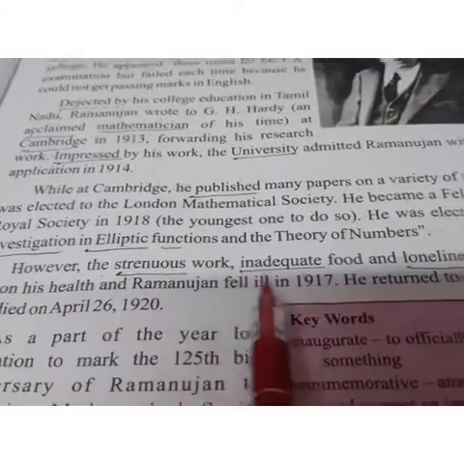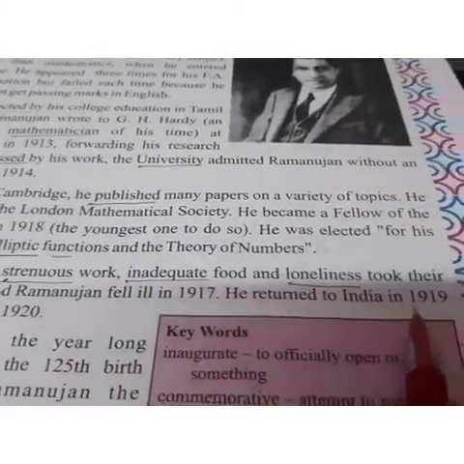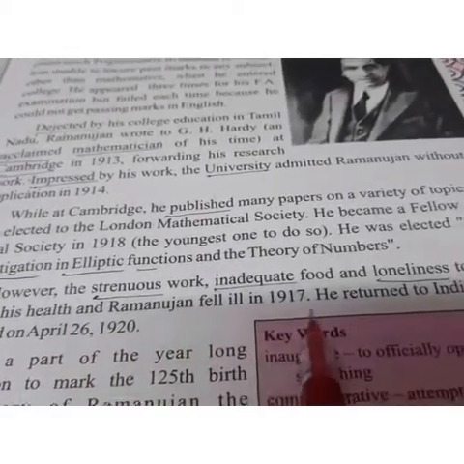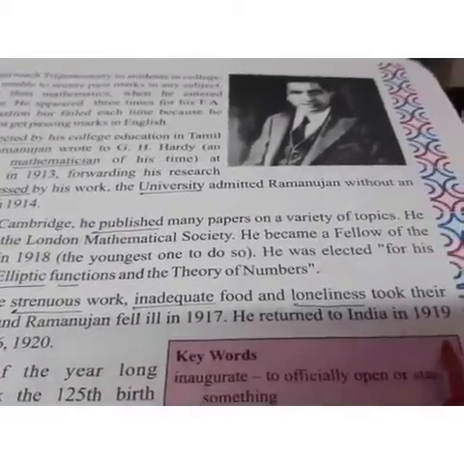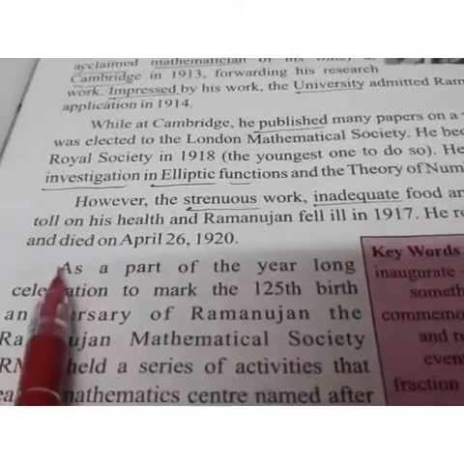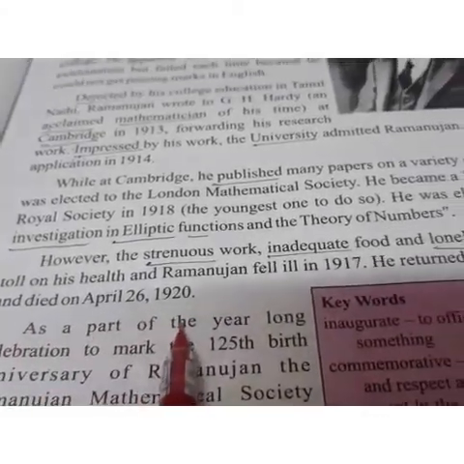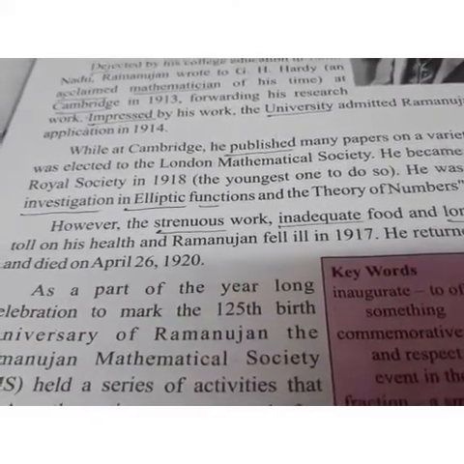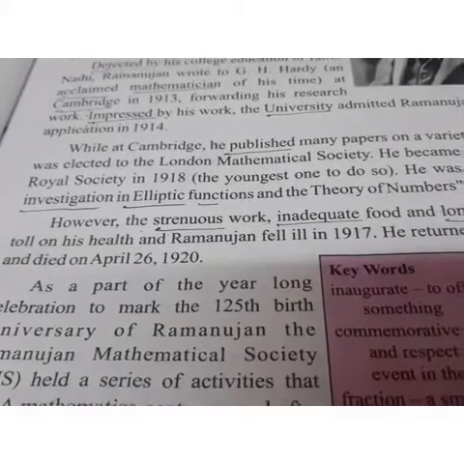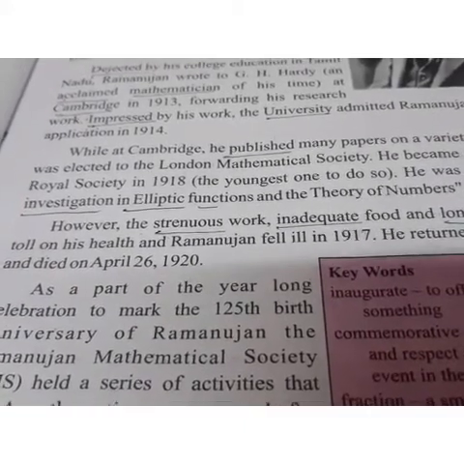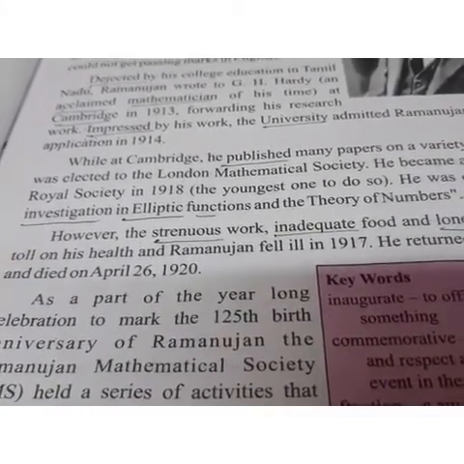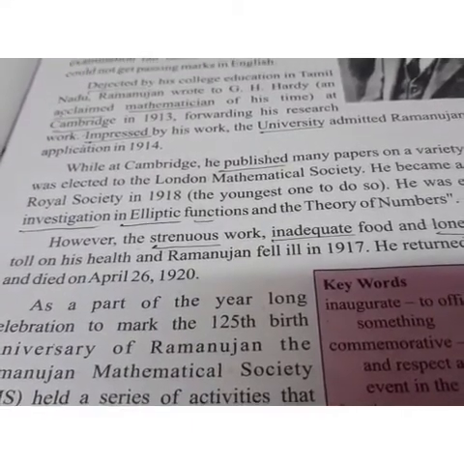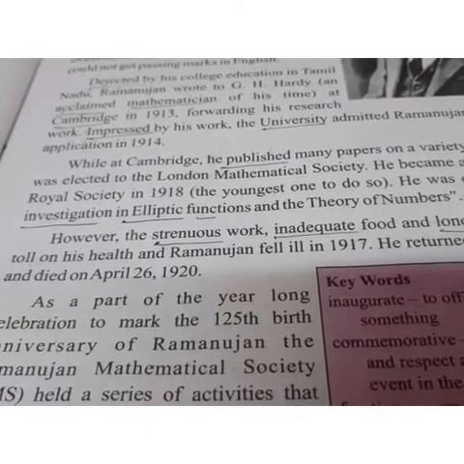However, the strenuous work, inadequate food and loneliness took their toll on his health and Ramanuj fell ill in 1917. He returned to India in 1919 and he died on 26th of April 1920. बहुत ज़्यादा strenuous work means बहुत ज़्यादा hard work करना और inadequate food मतलब ठीक से खाना नहीं खाना और loneliness अकेलापन जो था ये उनके health को बहुत असर करने लगा और 1917 में he fell ill. In 1919 he returned to India and in 1920 he died on 26th of April.